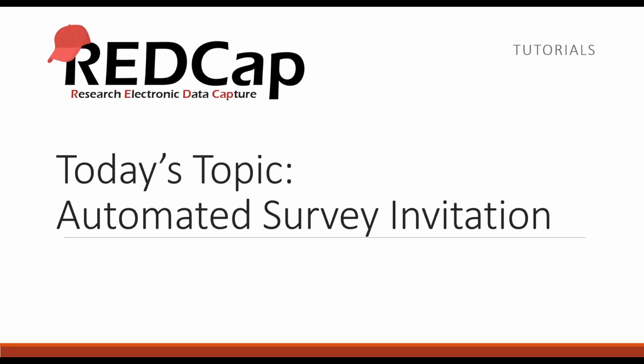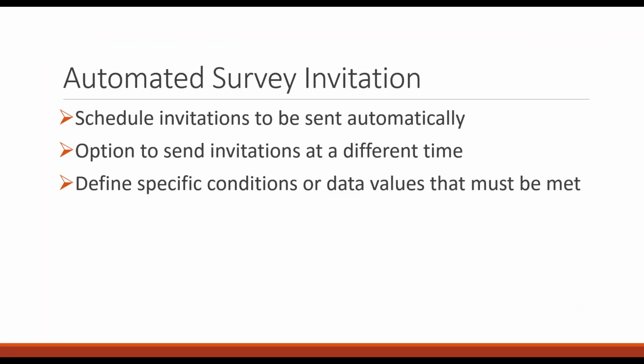The topic we'll be covering is automated survey invitations. And what is an automated survey invitation? An automated survey invitation is a way to have invitations sent out to your participants, but rather than sending or scheduling them manually through the participant list, the invitation can be scheduled to be sent automatically. And you can also base this upon specific conditions, such as if the participant completes a survey in your project or if certain data values for a record are fulfilled.